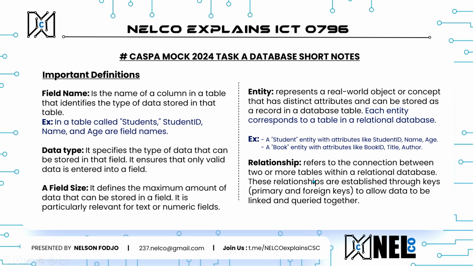Next, we have relationship, which refers to the connection between two or more tables within a relational database. These relationships are established through keys, primary and foreign keys, to allow data to be linked and queried together.